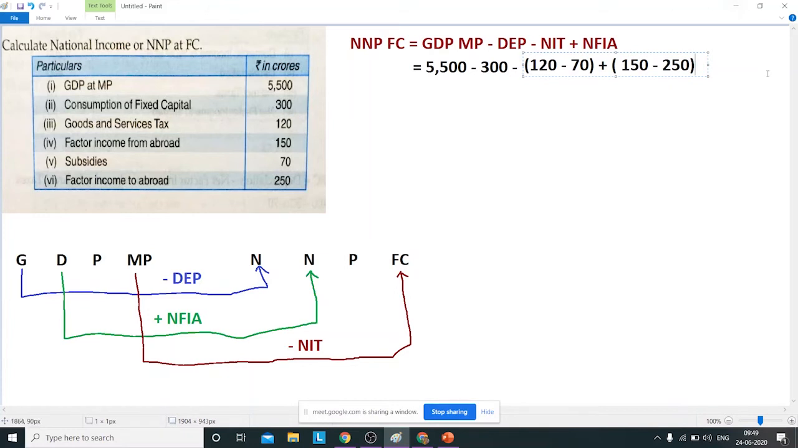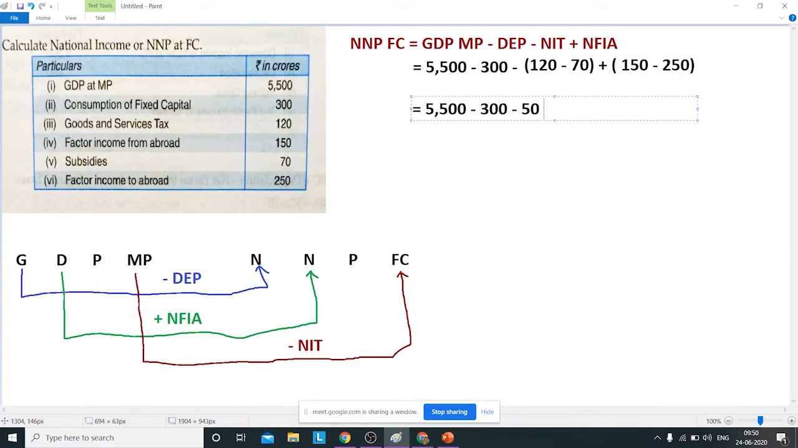250. So I will write it within the bracket. Why am I writing this within the bracket? Because the sign may change. That is the reason. Okay, so you have to do it this way only, because you should not have any confusion regarding the sign of the term. So here again I will write, equal to 5,500 minus 300. I'll bring all the terms outside the bracket. So here minus 120 minus 70, it is 50, right?